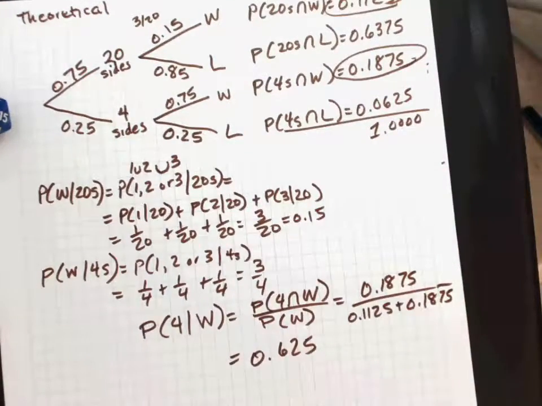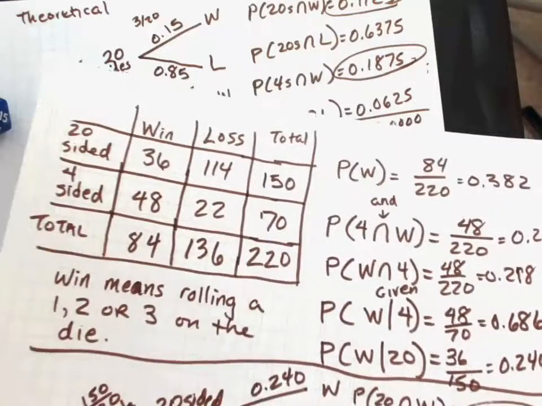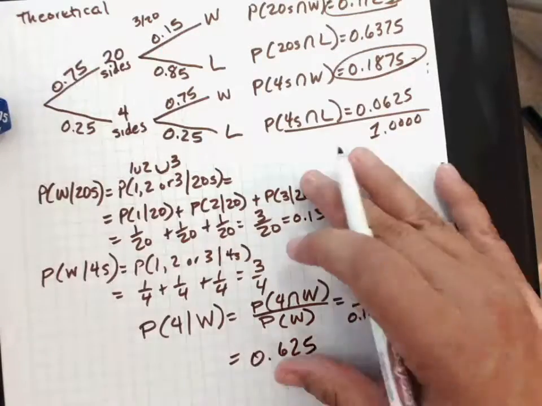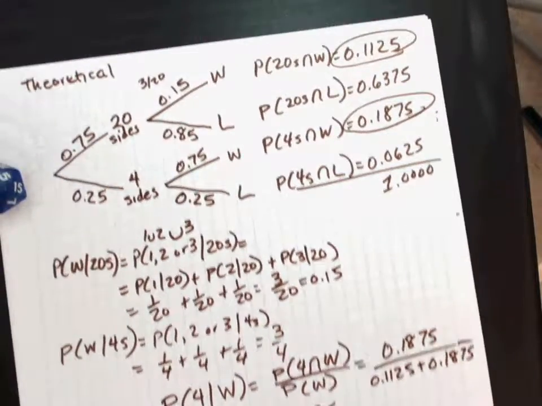Now, personally, some of you thought it was easier to do conditional probabilities when we had a table. Can I create a table from this tree?